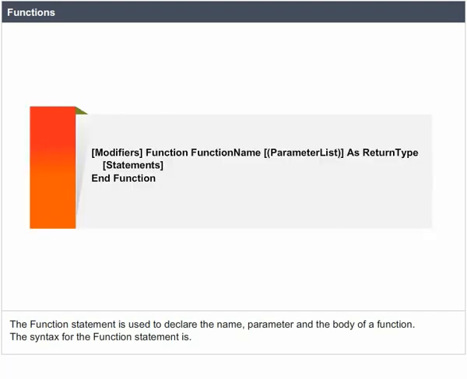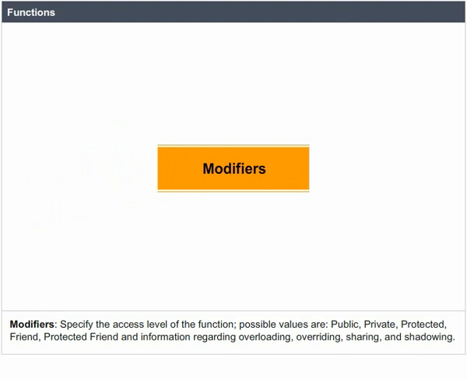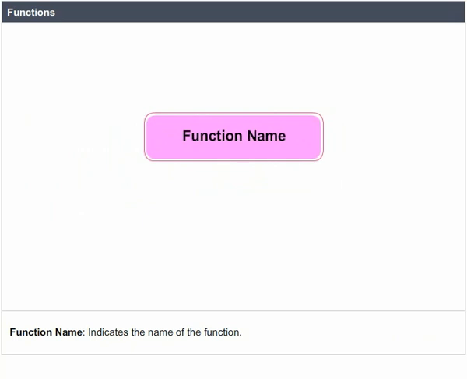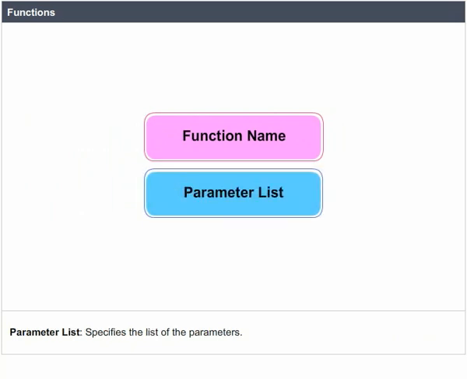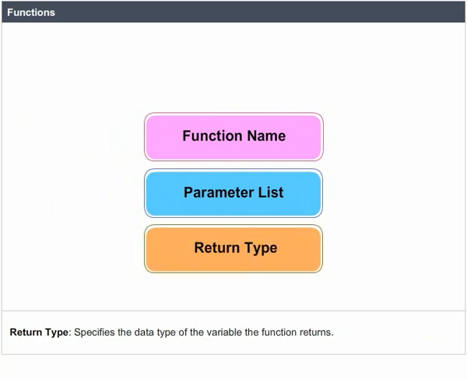Functions. The Function statement is used to declare the name, parameters, and the body of a function. The syntax for the Function statement is: Modifiers specify the access level of the function. Possible values are Public, Private, Protected, Friend, Protected Friend, and information regarding overloading, overriding, sharing, and shadowing. Function name indicates the name of the function. Parameter list specifies the list of parameters. Return type specifies the data type of the variable the function returns.